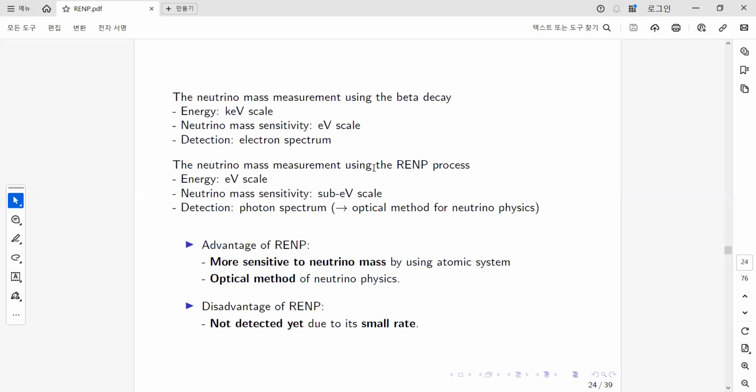But the disadvantage of LAMP is that it has a very small rate, so this is not detected yet. So today I talked about the radiative emission of neutrino pairs in the atomic system as a new approach to neutrino physics.